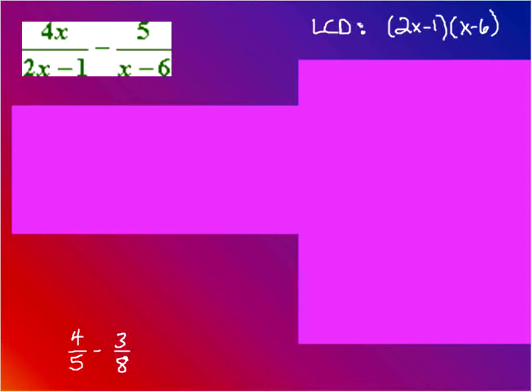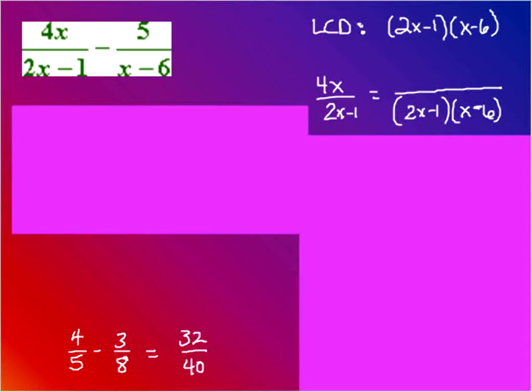So 4/5, if I'm using a denominator of 40, 4/5 would become 32 over 40. It's 5 times 8 is 40, 8 times 4 is 32. It's the same idea here. Our new denominator is becoming 2x minus 1 times the quantity x minus 6. This was my old denominator.